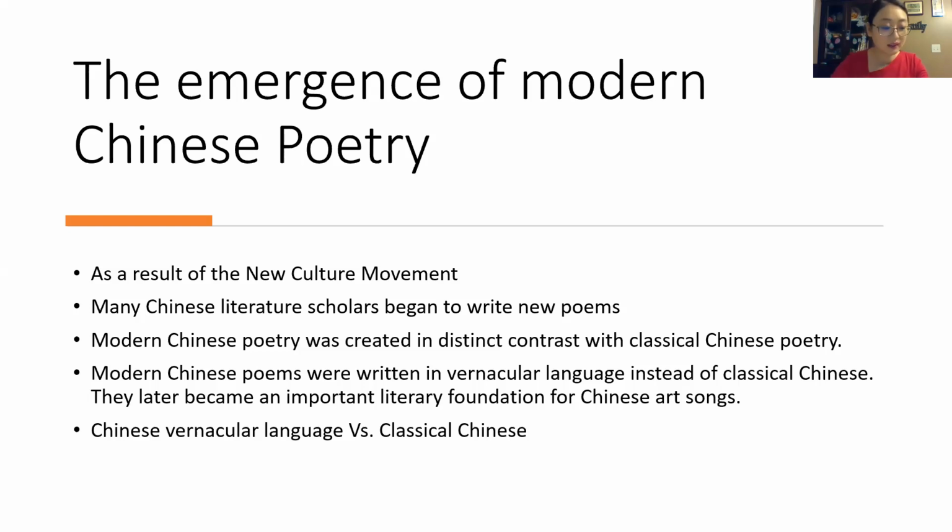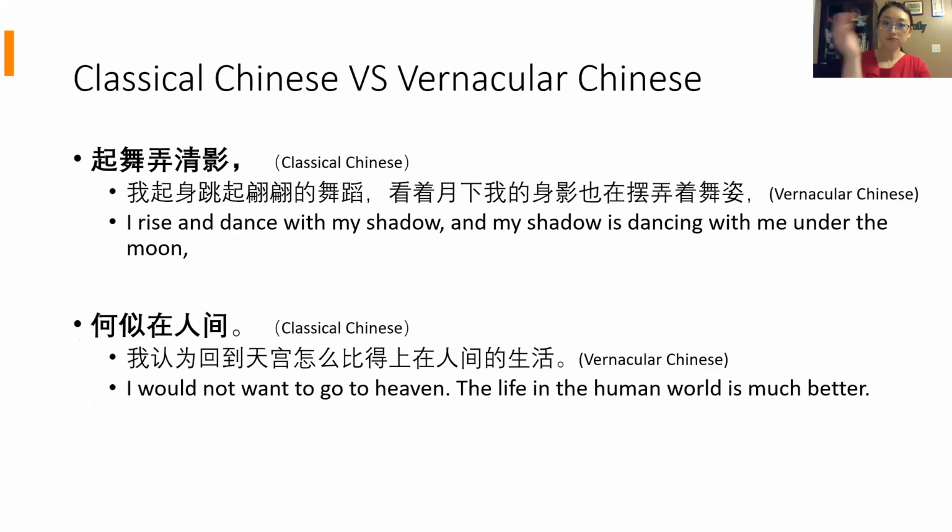So I listed an example here. You can see here are two lines from a Ci poem. It's a classical Chinese poem written by Su Shi, a poetry master from the Song Dynasty. The poem's name is 水调歌头明月几时有. That means the prelude of the water tune. How long until the full moon appears?